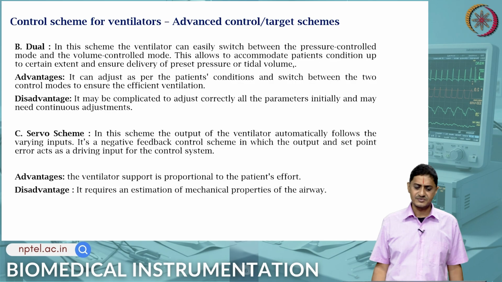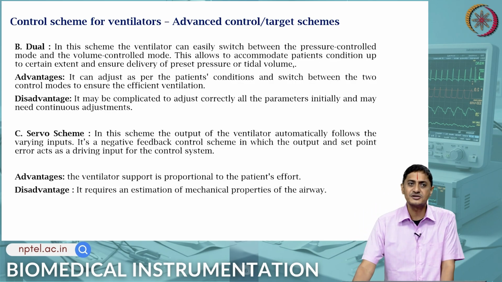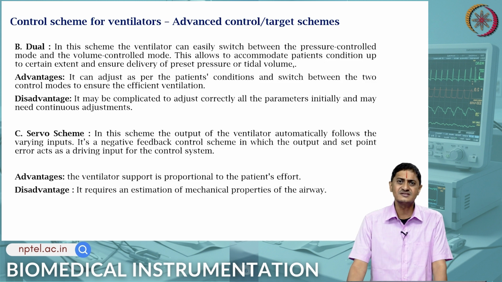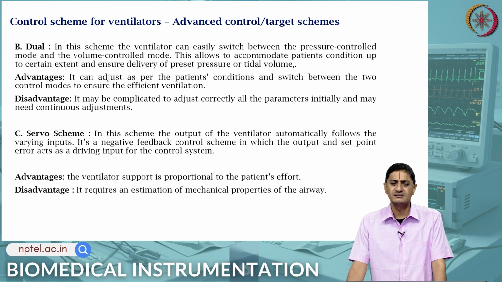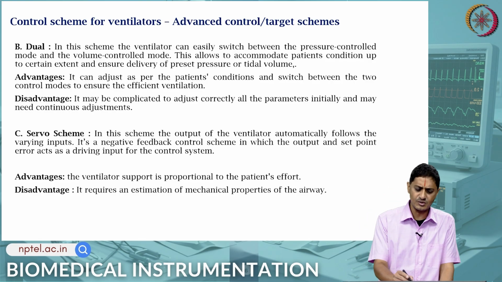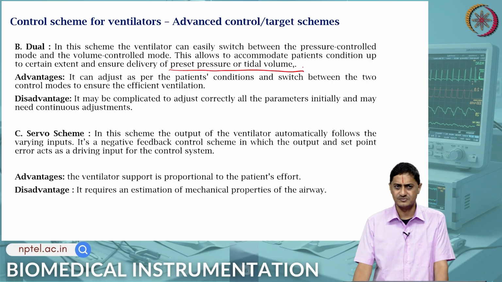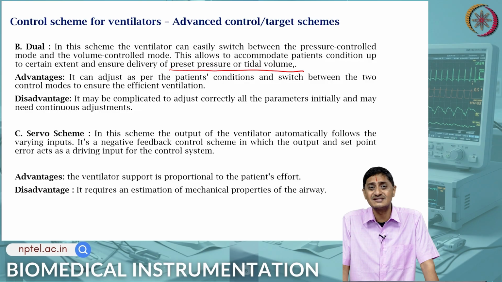Then dual control scheme. In this case, the ventilator switches between pressure control mode and volume control mode. This allows patient condition to be accommodated to some extent and provides some preset value of pressure or some tidal volume. The advantage is that it is able to at least somewhat adjust as per the patient's condition and switch between the two modes, providing an efficient operation. What is the disadvantage? Well, it might be somewhat complicated to control and adjust correctly all the parameters and may need continuous adjustments.